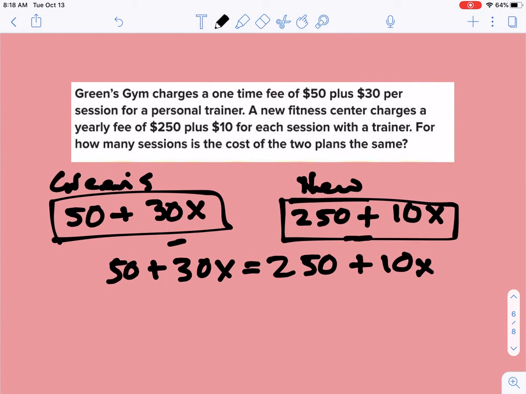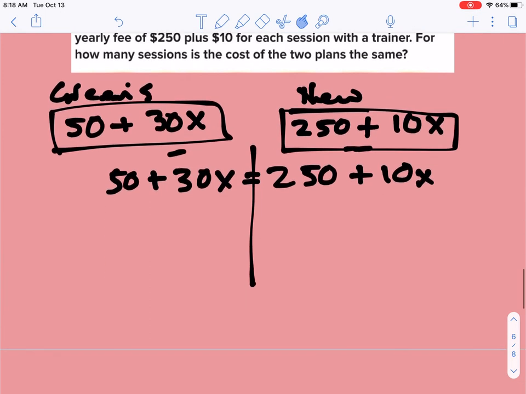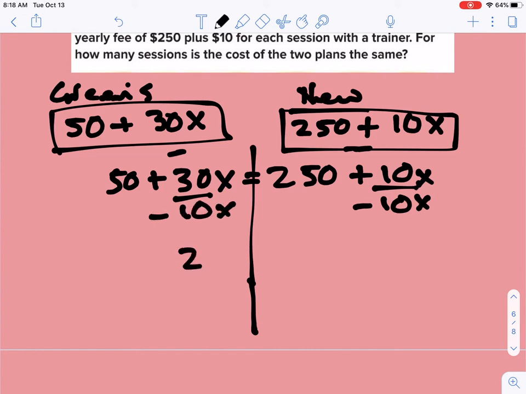So same deal, guys. Now it's a two-step equation. We're going to treat it just like that. But oops, wrong thing. That was really weird. We are going to move our variables. First of all, 30 is larger than 10, so we're going to subtract 10x from both sides. That gives you 20x, and you still got this 50 over here. Your 10s go away, and you've got 250.